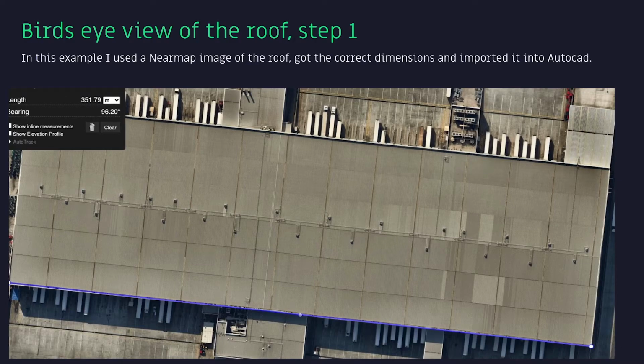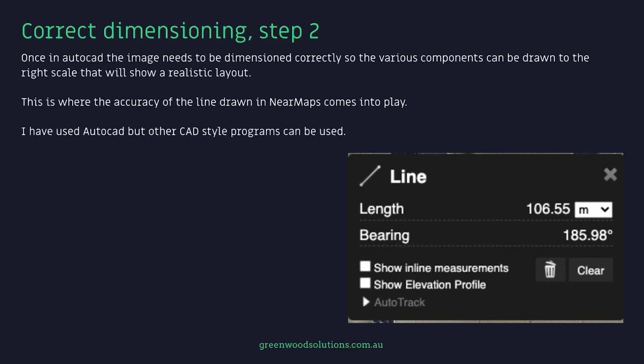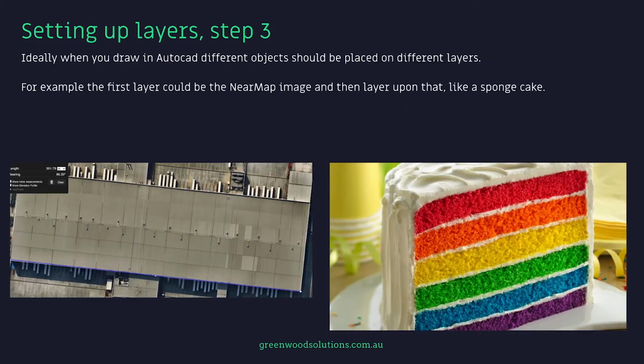In this example, I used a Nearmap image of the roof, got the correct dimensions and imported it into AutoCAD. Once in AutoCAD, the image needs to be dimensioned correctly so the various components can be drawn to the right scale that will show a realistic layout. This is where the accuracy of the line drawn in Nearmap comes into play. I've used AutoCAD, but other CAD style programs can be used.